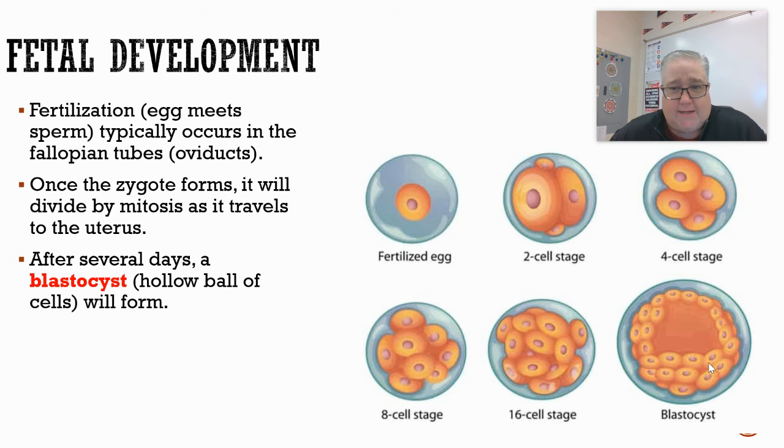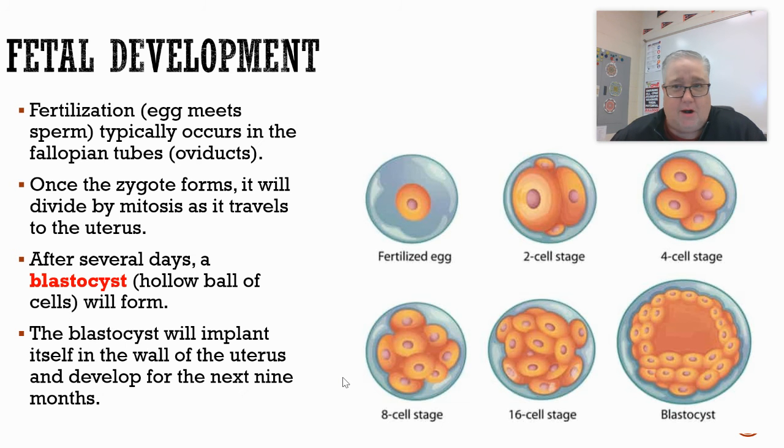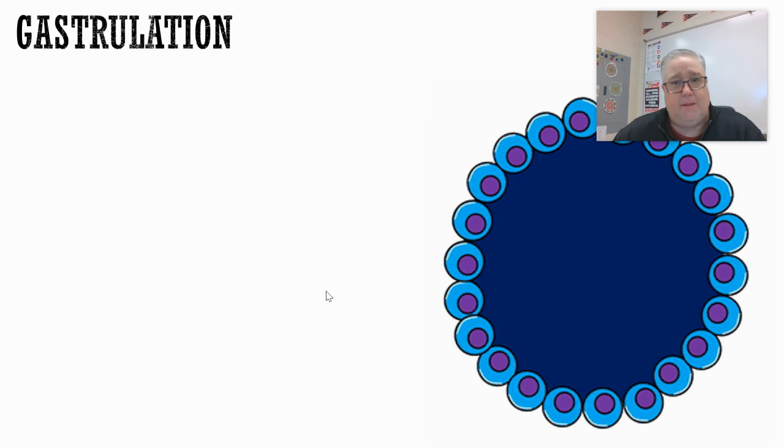Once we get to that stage called a blastocyst, things start to change a little bit. We'll talk about what some of those changes are. But that blastocyst eventually is going to implant itself in the walls of the uterus, and the mother will nourish it and take care of it for the next 9 months. And again, we'll get into how the mother's body does that as we get through this PowerPoint today.